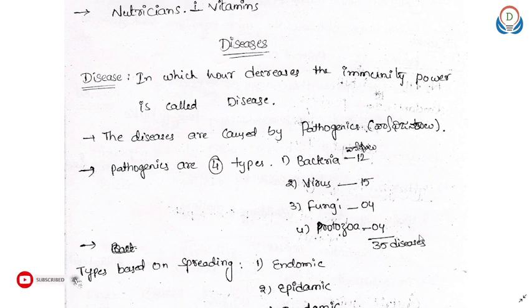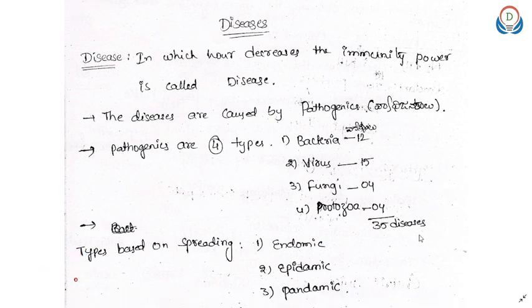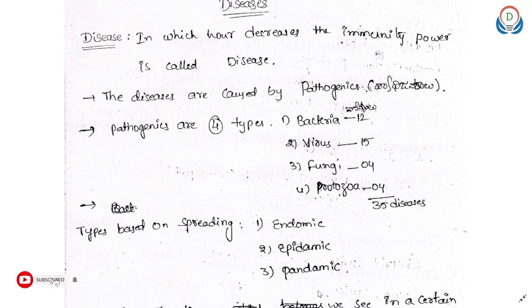Types based on how they spread: there are three types, right? First is endemic, second is epidemic, and third is pandemic. These are the three types, based on how the disease spreads.